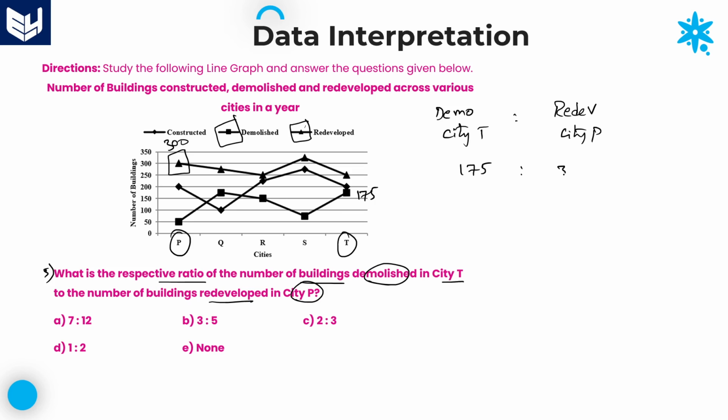Now you just take the ratio of these two. Here you just cancel with the 25 table. 25 sevens are 175. 25 twelves are 300. Therefore the required ratio of number of buildings which are demolished from city T and number of buildings which are redeveloped in city P, that is 7 is to 12. 7 is to 12 is the right answer for this question. Among the options, option A is the right choice. Option A is the right answer.